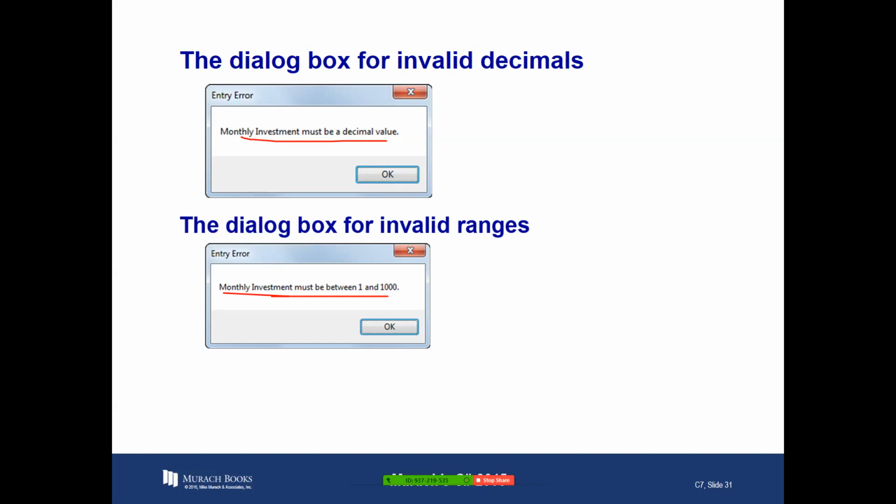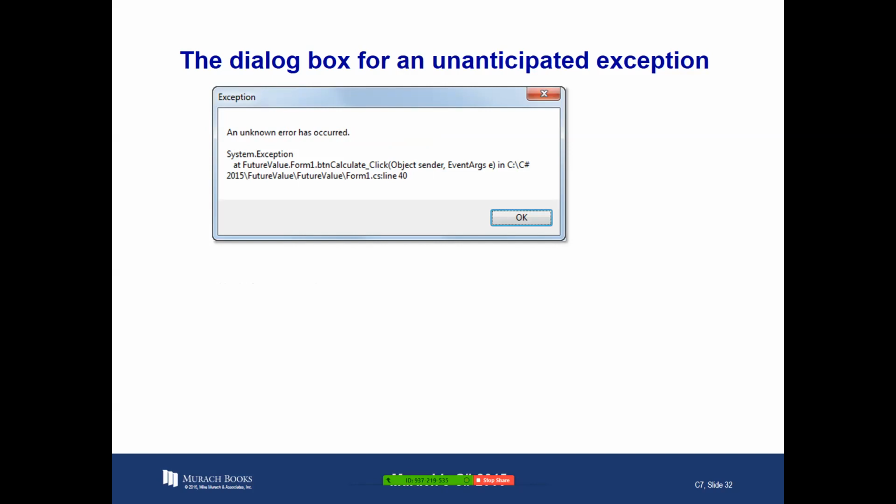In fact, he typed in a decimal value for the monthly investment, but he didn't type in a decimal value that was within this range. And so this one gets executed, or this dialog box appears. And then there's some other kind of exception where an unknown error has occurred. It's just a plain old system exception. This is where it happened.